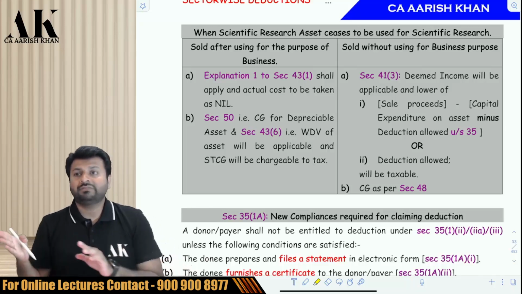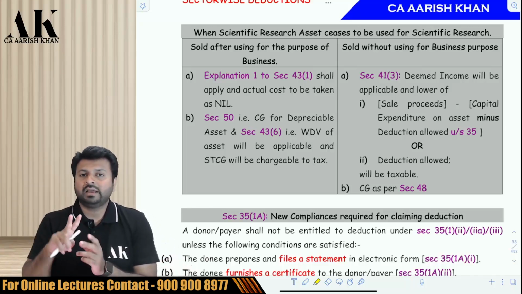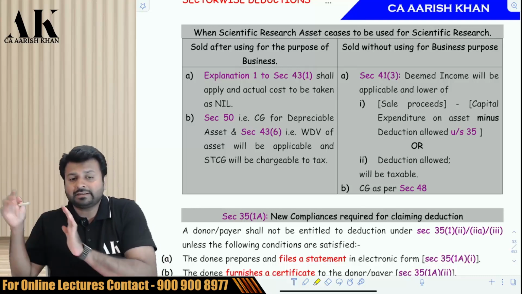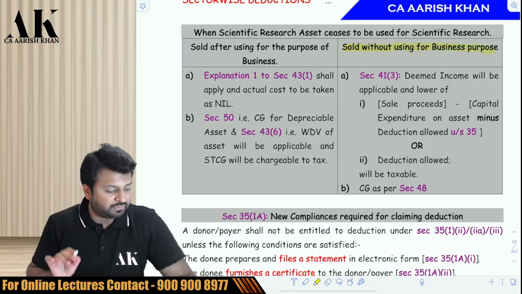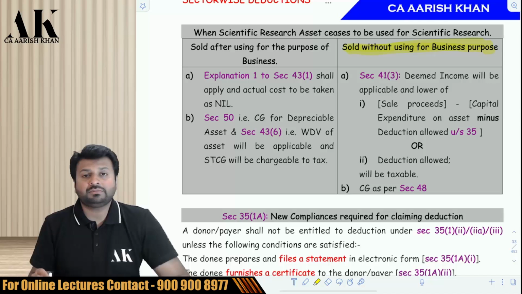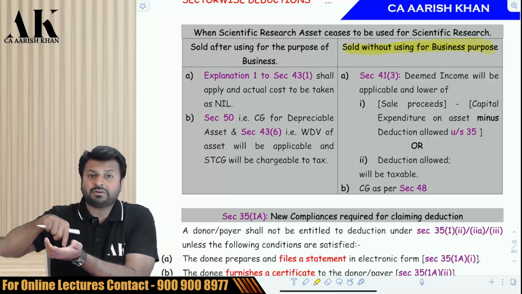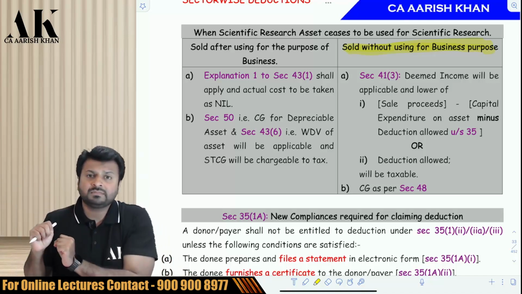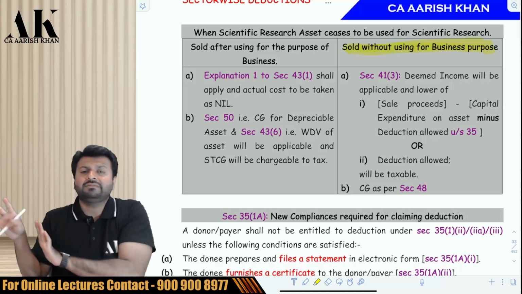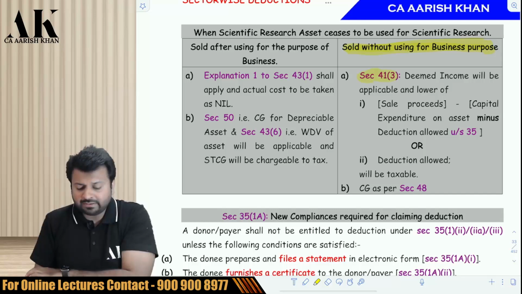So what shall I do after a few years? Now, after a few years, I can do 2 things. I can sell from there itself. If I sell from there itself, it can be called as sold without using for business and profession. I bought it for 1 crore, and suppose I am selling it for 1.2 crore from that department itself. Then in that case, I have to bear the brunt of deemed income.